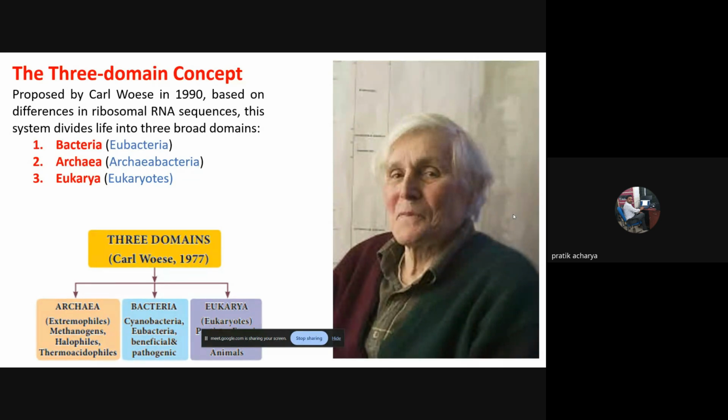Many micro divisions are there, but the entire broad division is provided by these three domains, the idea provided by Carl Woese in 1990. Okay, just look here at certain examples in pictorial format. Actually, the idea was first provided in 1977, but then in 1990 he proposed the actual classification. So archaea, bacteria, and eukarya, these are certain examples of this.